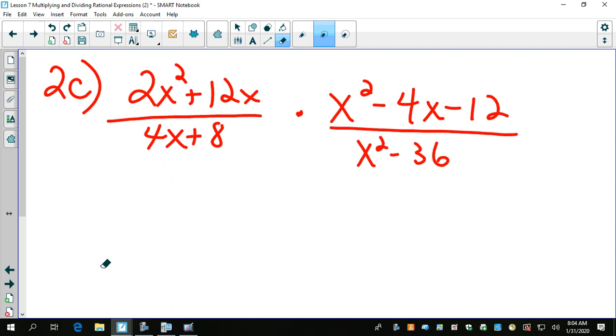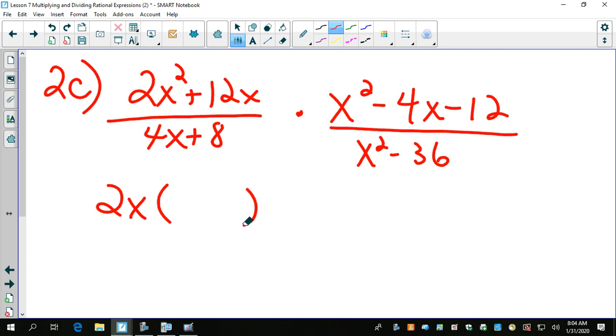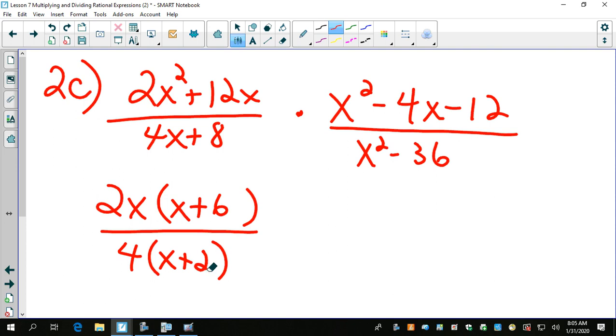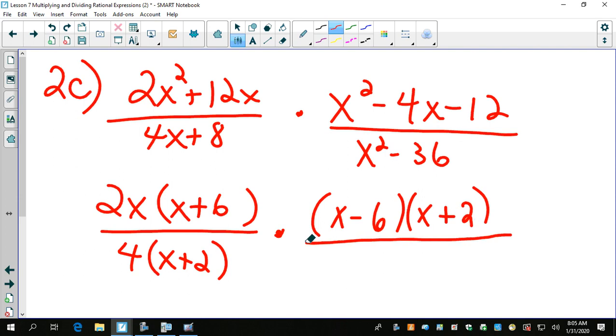Sorry about that. I don't know why that's like that. So, what do we factor out? 2x, and what am I left with? X plus 6. Bottom, what do I factor out? 4, and I'm left with? That's my problem. Cross that out. Top right? X minus 6, X plus 2, good. And bottom right?